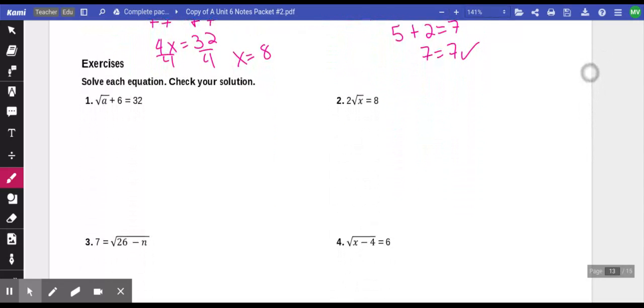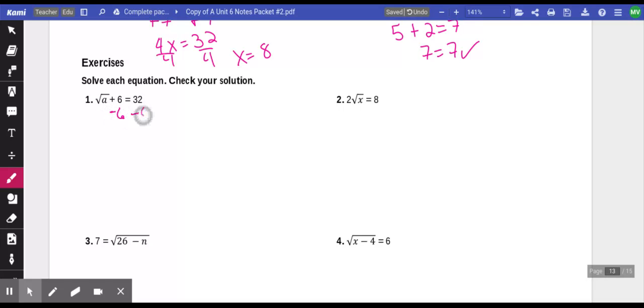I want you to pause and try 1 and 2 and come back and check. So number 1, first I subtract 6 from both sides. So I get the square root of a equals 26. Then the opposite of square root is to square both sides. So I get a equals 676.